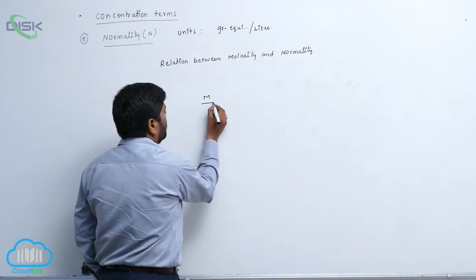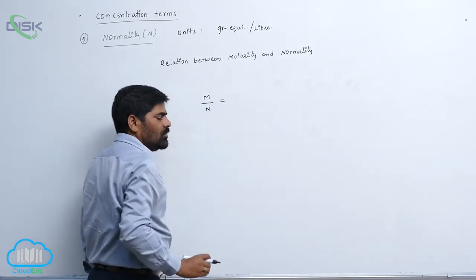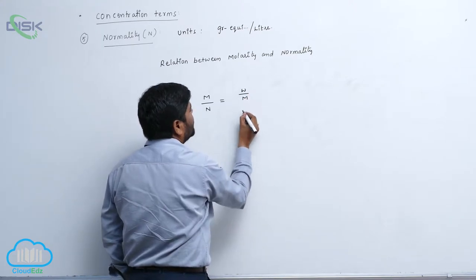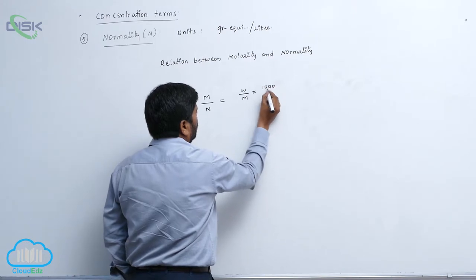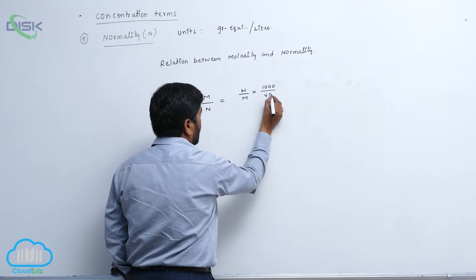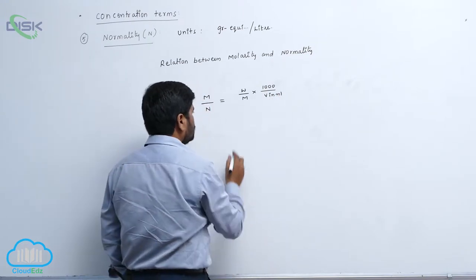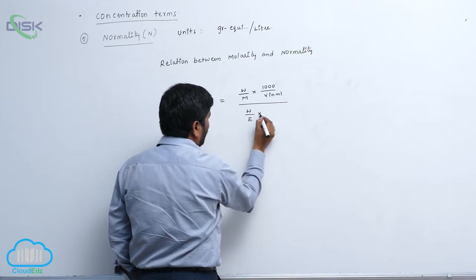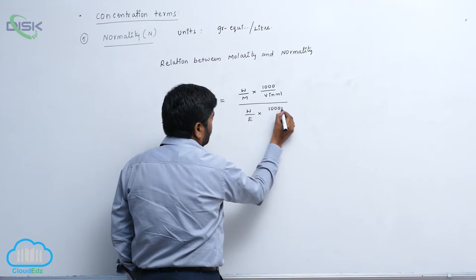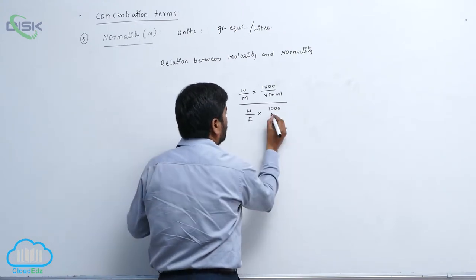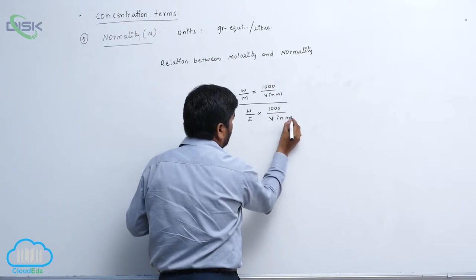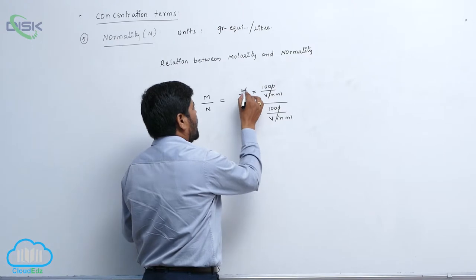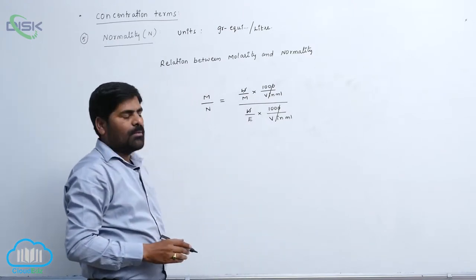Molarity by normality equals, what is the principle for molarity? Weight by molecular weight into 1000 by V in ml, divided by, weight is the same, but here it is equivalent weight into 1000 by V in ml. So both cancel, weight and weight both cancel. So therefore, what does it become?